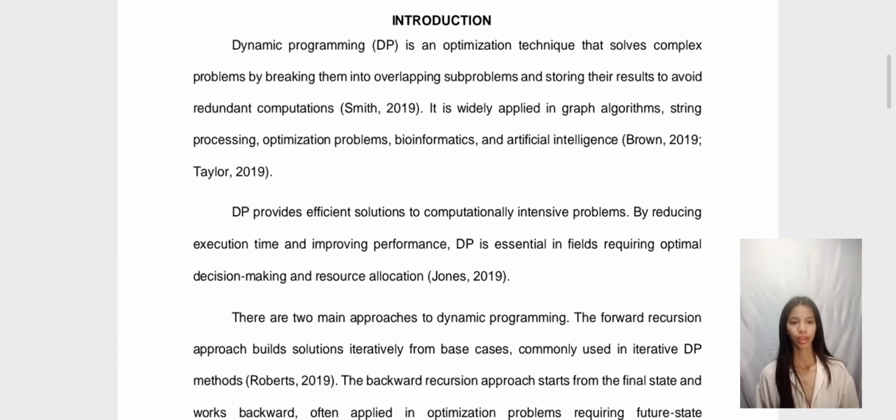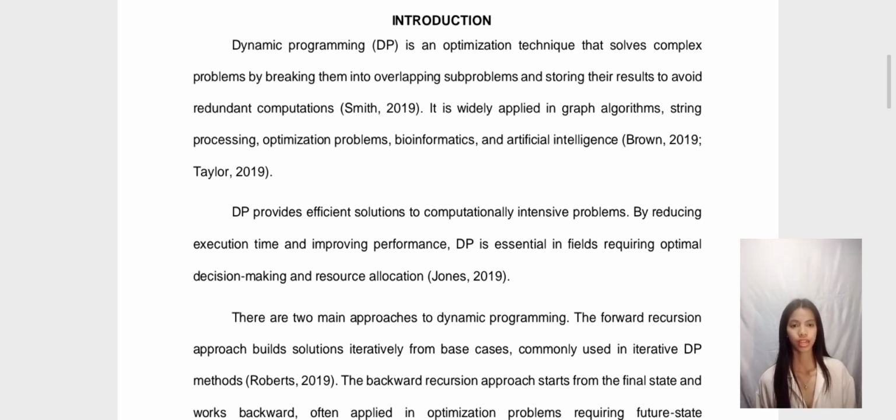Our presentation is all about dynamic programming, a problem-solving technique that efficiently finds optimal solutions by breaking problems into smaller, overlapping subproblems and storing the results to avoid redundant computations. There are two main approaches to dynamic programming. The first one is the forward recursion approach, which builds solutions iteratively from the base cases. The second one is the backward recursion approach, which starts from the final state and works backward.